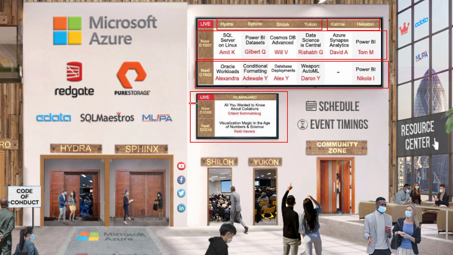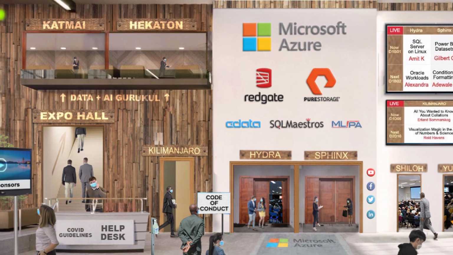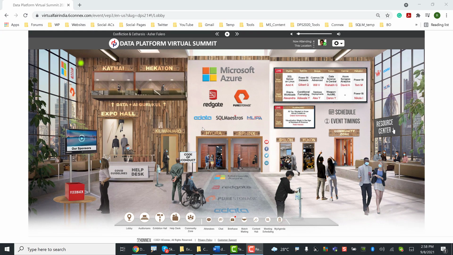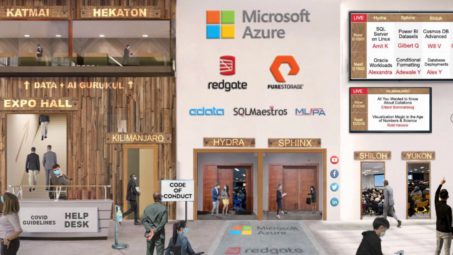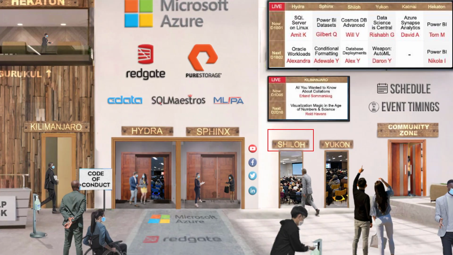And again, you have the sessions that are going on right now and the ones coming up next. Note the friendly title for the sessions and the initials for the speaker there, and these are the session codes. And now the most exciting part, how do you navigate to those virtual breakout rooms? Well, there is clear signage in the lobby itself. On the left side, you can see Katmai, Hackathon, and Kilimanjaro. In the middle, you can see Hydra and Sphinx, and you can see Shiloh and Yukon on the right side here.